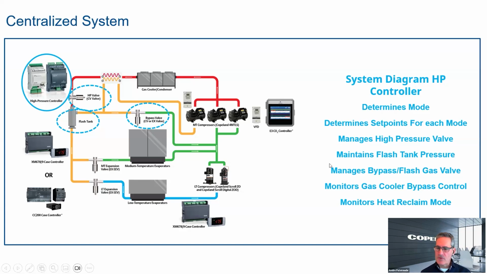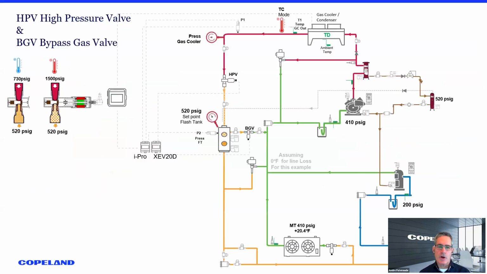It manages the high pressure valve, the bypass valve, but it also looks to find out, is there some gas cooler bypass control going on in very low ambient? And I'll show you what that looks like in a minute and how it switches from one temperature sensor to another. It also looks at heat reclaim mode. So all that is integrated within the iPro to maintain some of its functionality.